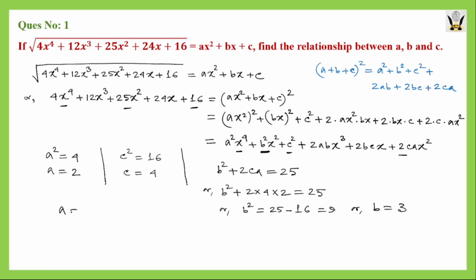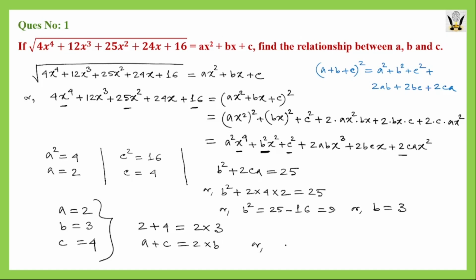So what are the values we have obtained? From these three values, one of the relationships that we can build between these coefficients a, b and c is, we know that 2 plus 4 is equal to 2 multiplied by 3, that means 6. So 2 means a, 4 means c, and here it will be 2 multiplied by b. So this is the relationship, or we can write that b is equal to (a plus c) by 2.